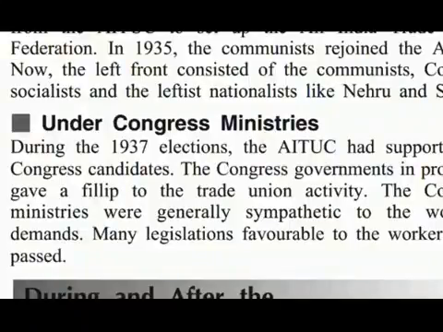Under Congress ministries. During the 1937 elections, the ATIC had supported the Congress candidates. The Congress governments in provinces gave a fillip to the trade union activity. The Congress ministries were generally sympathetic to the workers' demands. Many legislations favorable to the workers were passed.